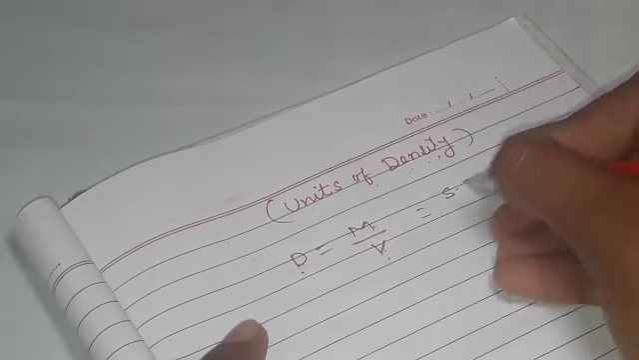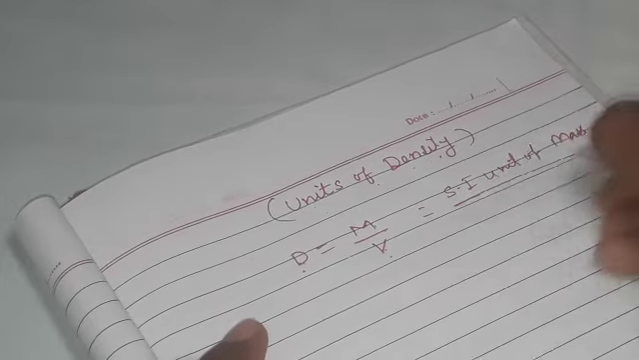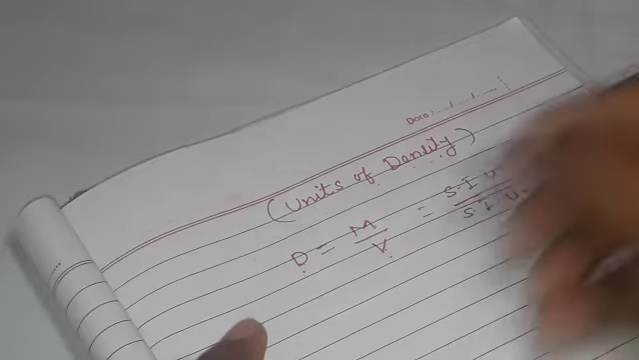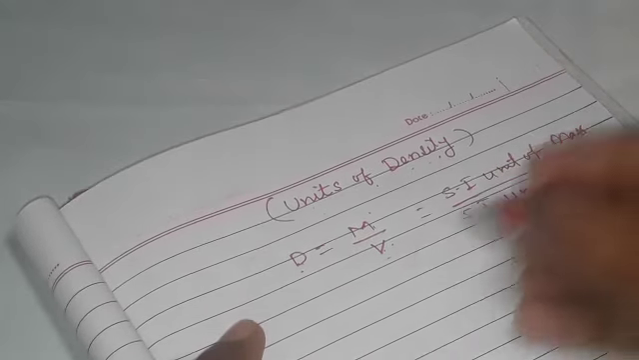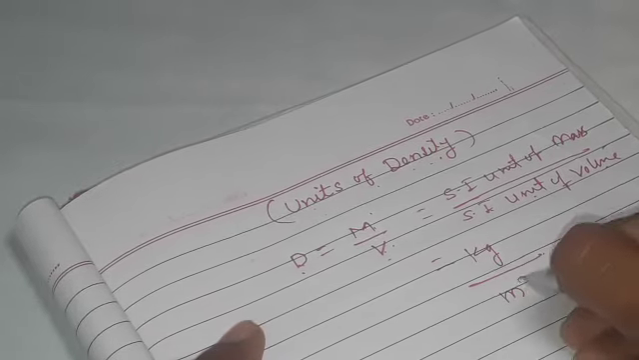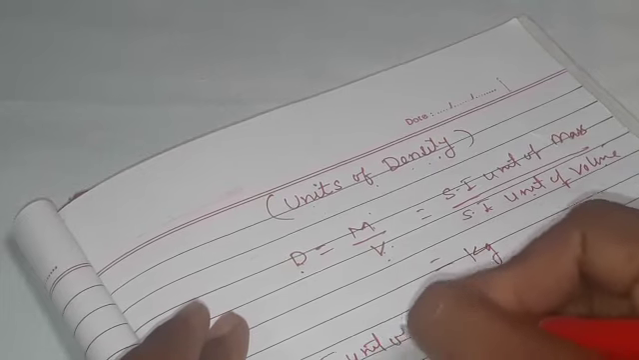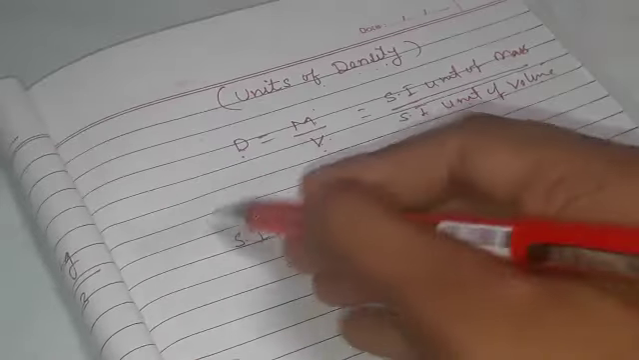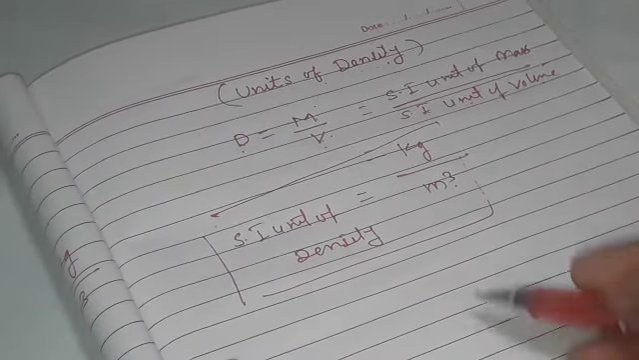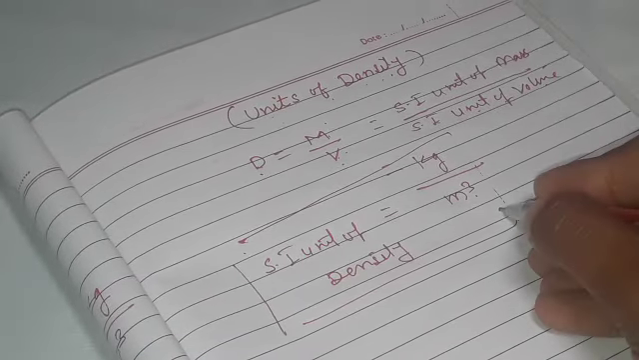So tell me, what is the SI unit of mass and what is the SI unit of volume? This is mass, this is volume. The SI unit of mass is kilogram, and the SI unit of volume is meter cube. So this is the SI unit of density: kilogram upon meter cube. Hope you understand.